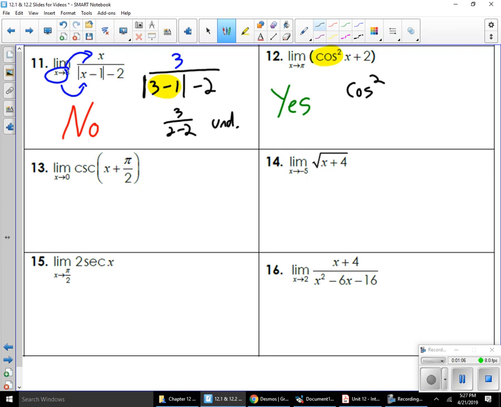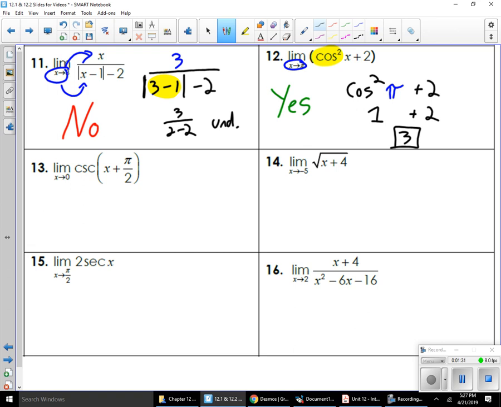So I want to know, as x approaches pi, what is the limit of this function? Well, cosine of pi, if you pull out a unit circle, cosine of pi is -1. If we square that, we get a positive 1. So this function is going to approach the value 3. That's my limit. Thanks, cosine.